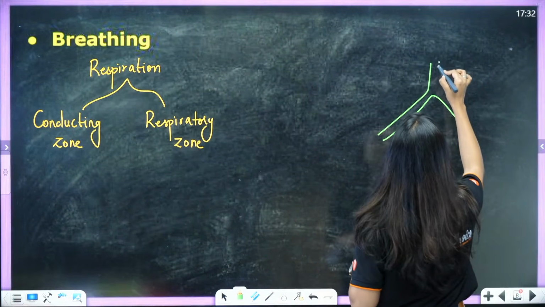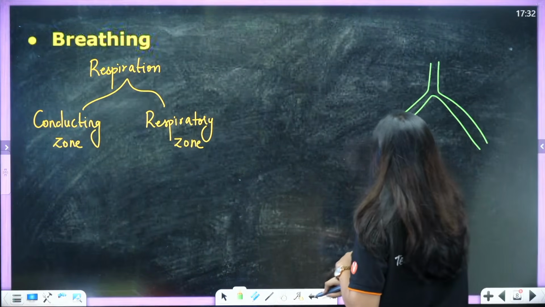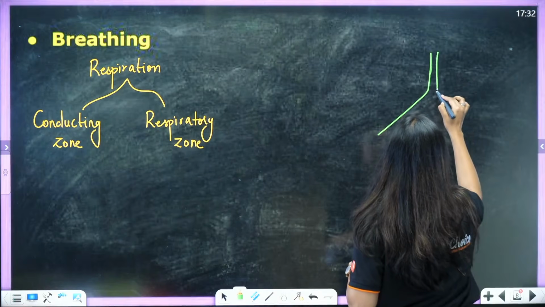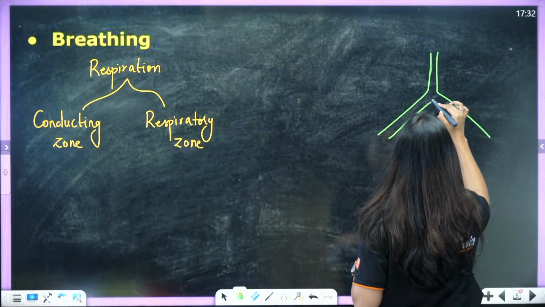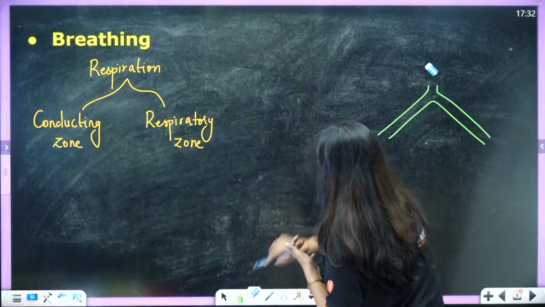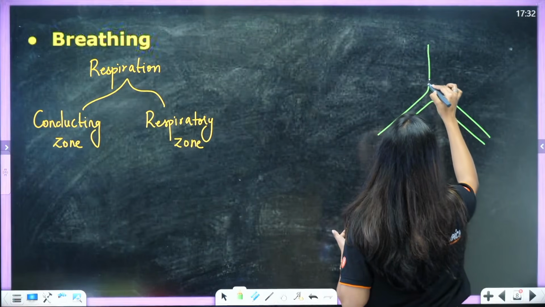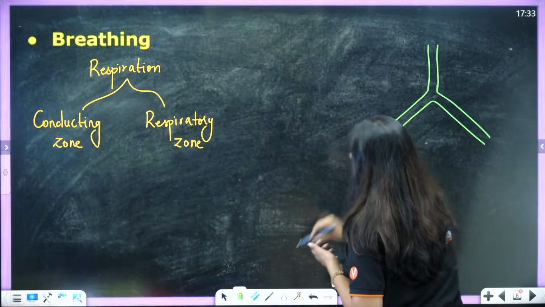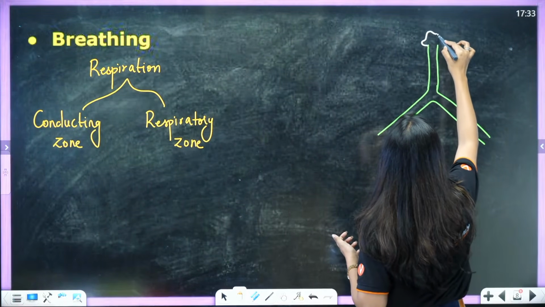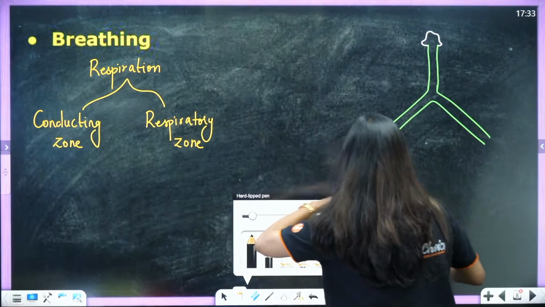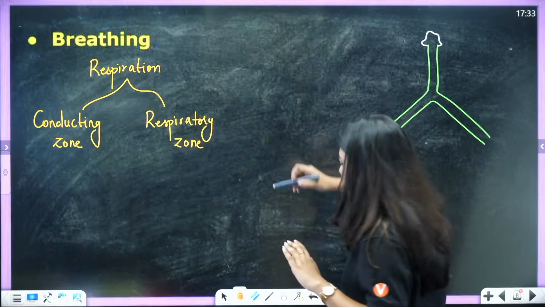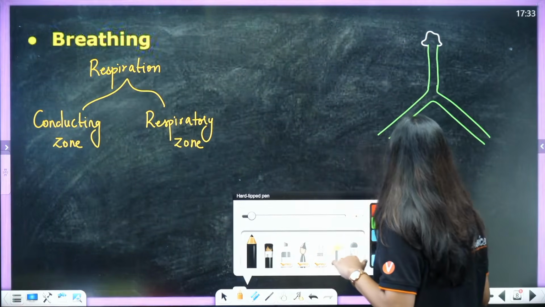What am I drawing? I have drawn your trachea. Now, on top of your trachea, you will have your larynx. Below that, you will see your glottis and epiglottis, a flap-like structure, which I am not going to draw now. But just look here, you will understand a few things.